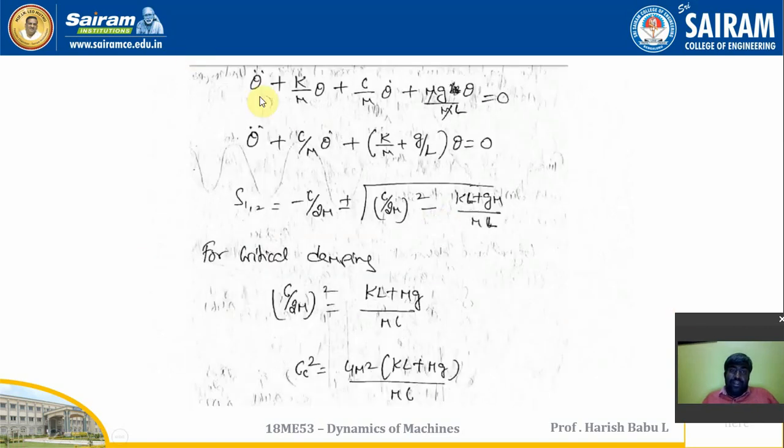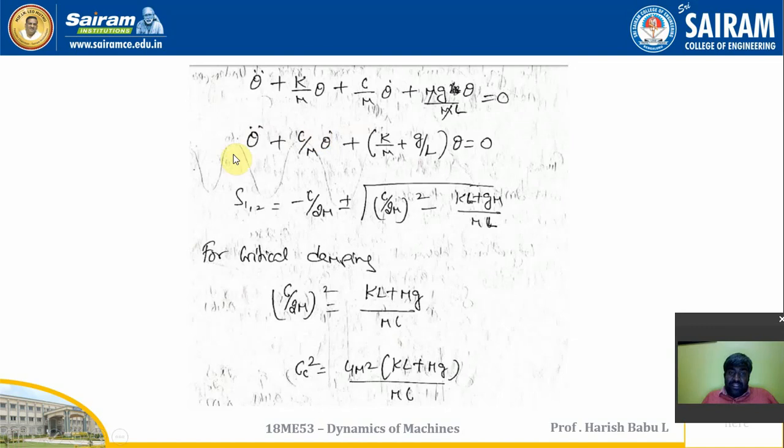So I want to simplify that by dividing the whole equation by m. So I want to get theta double dot plus c by m theta dot plus k by m theta plus g by l into theta. By simplifying that, I get theta double dot plus c by m theta dot plus (k by m plus g by l) multiplied by theta equals 0.